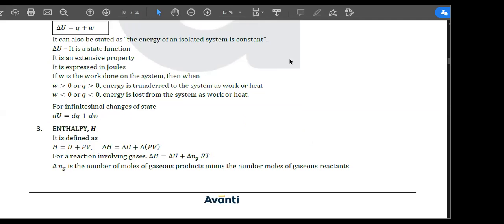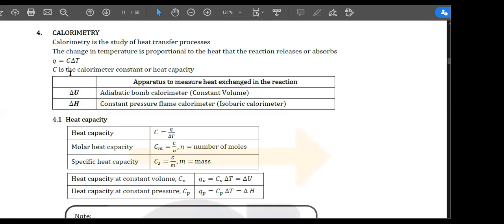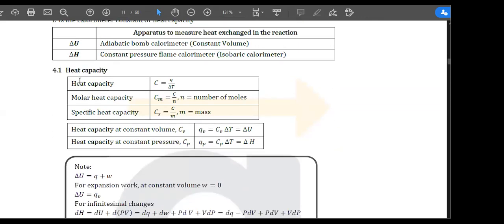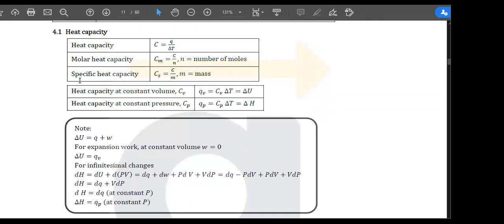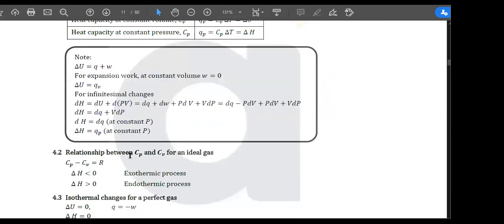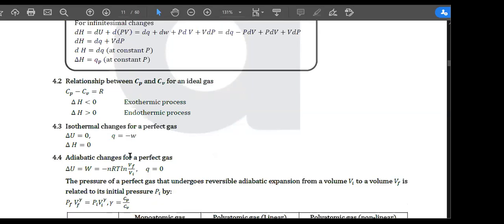Okay. So we discussed calorimetry. Q is equal to C delta T, delta U, delta H. We have studied heat capacity. Delta H is equal to dq at constant pressure. We already studied that. Relationship between Cp and Cv. Here n_g is the number of moles of gas. So we have talked about these formulas.